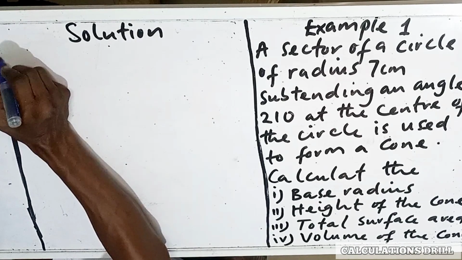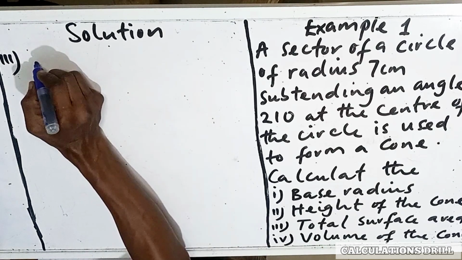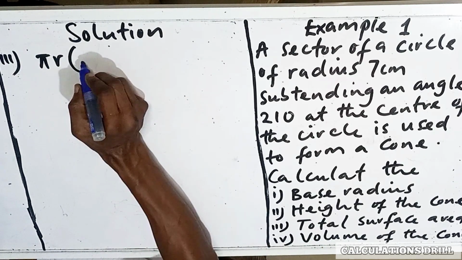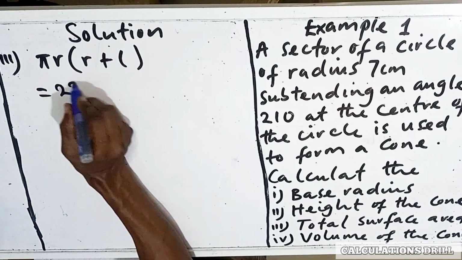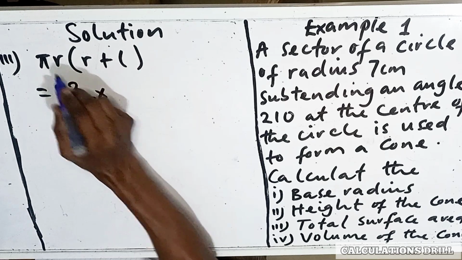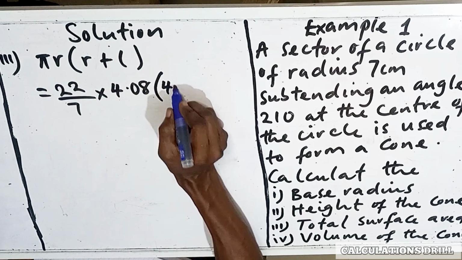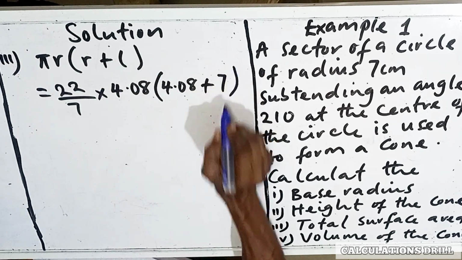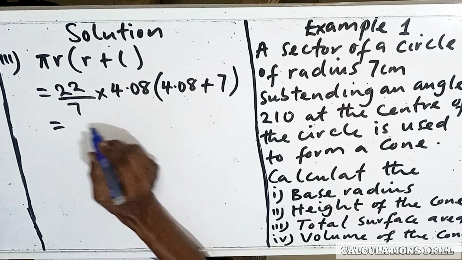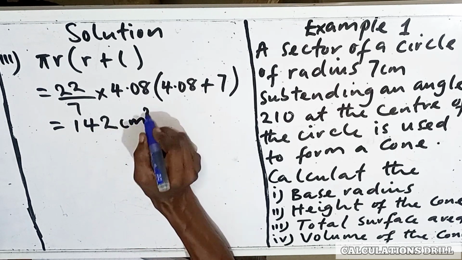Then the next thing we're solving for is the total surface area of the cone. And the formula is there on the board. When we input our values, our radius 4.08 plus 7, which is our slant height or edge, we got 142 centimeters squared.